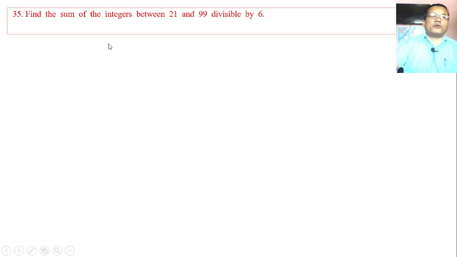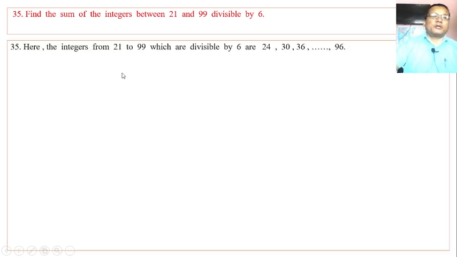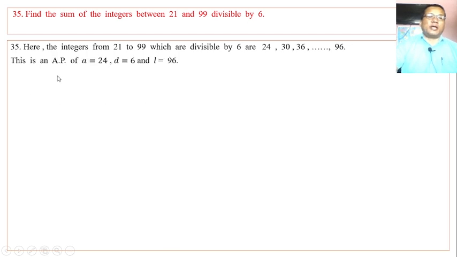35. Find the sum of the integers between 21 and 99 divisible by 6. The integers from 21 to 99 which are divisible by 6 are 24, 30, 36 up to 96. This is an AP with A equal to 24, d equal to 6 and L equal to 96.